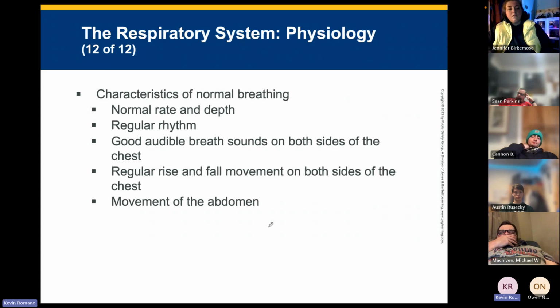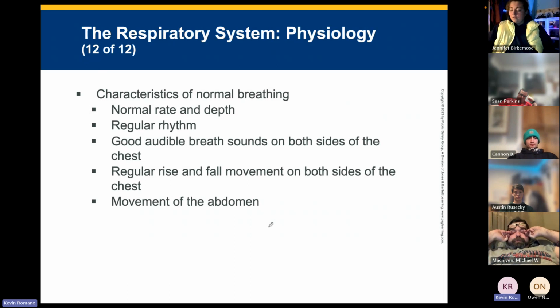Characteristics of normal breathing. Another name for it would be eupnic. So eupnic breathing is normal breathing: the normal rate and depth of tidal volume, a normal regular rhythm pattern of inhalation and exhalation, good audible breath sounds on both sides of the chest, and regular rise and fall movement of both sides of the chest and movement of the abdomen.